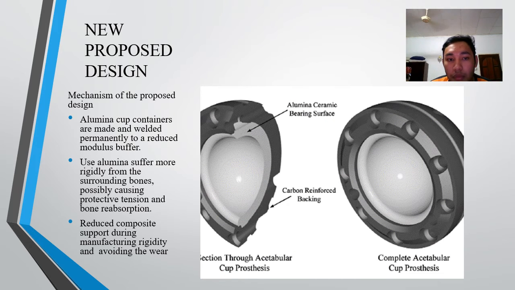For the new proposed design for the acetabular cup, we use alumina. The mechanism of the proposed design is that the alumina cup is made and welded permanently to reduce the modulus buffer. The use of alumina material is more rigid than the surrounding bone, possibly causing protective tension and bone resorption. And alumina reduces composite support during manufacturing rigidity and avoids wear.